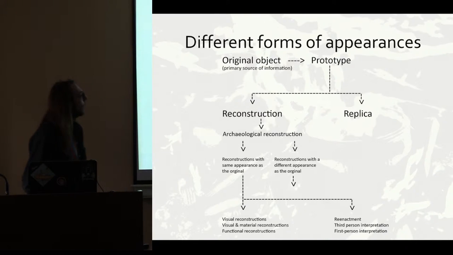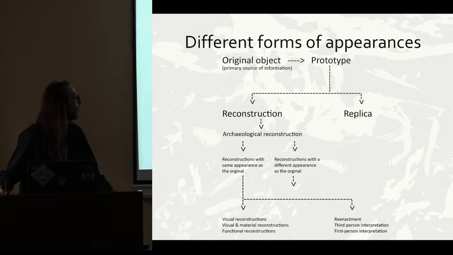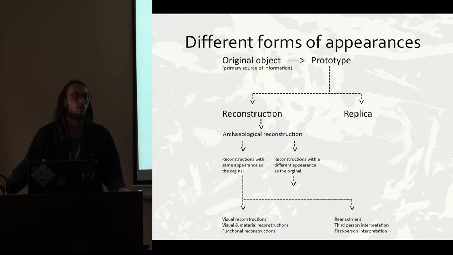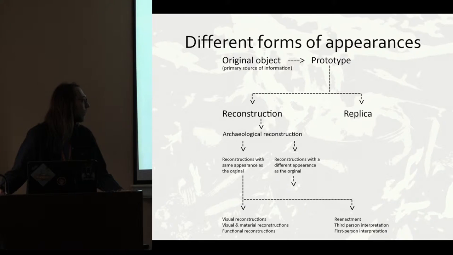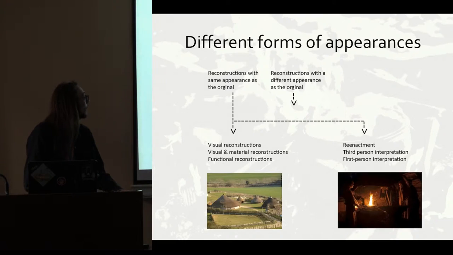I started by looking at what kinds of reconstructions there are. I make a difference between reconstructions that have the same appearance as the original and those that have a different appearance from the original. For example, reconstructions with a different appearance are digital reconstructions, 3D models and simulations. I only looked at the first group, reconstructions with the same appearance.